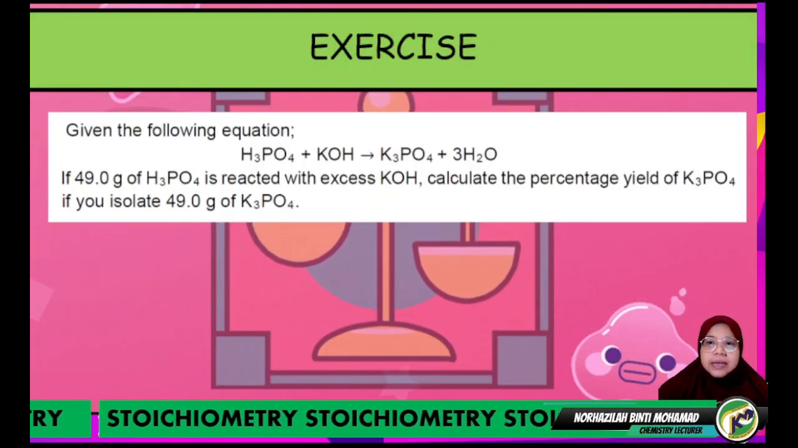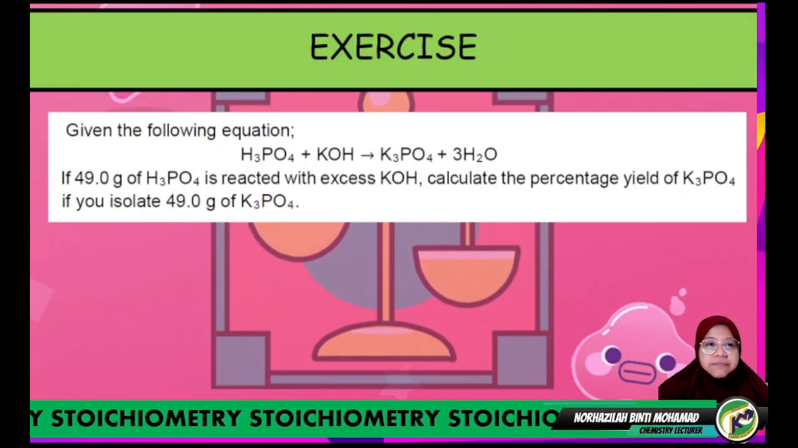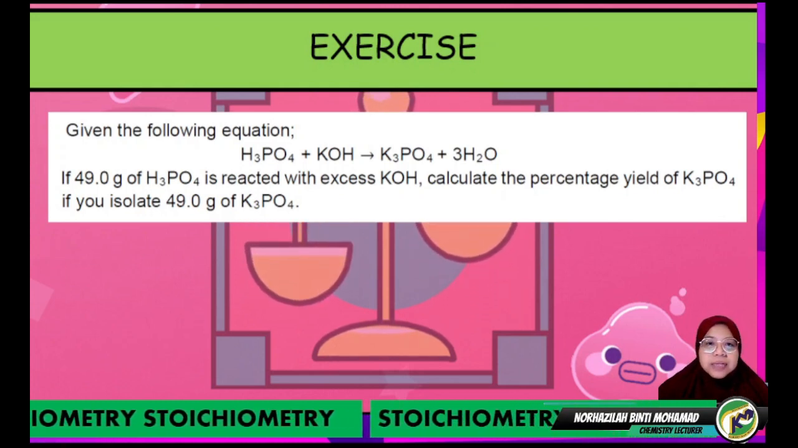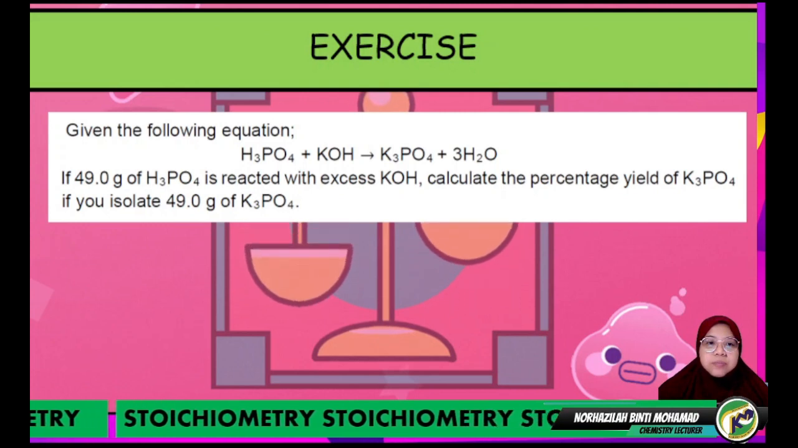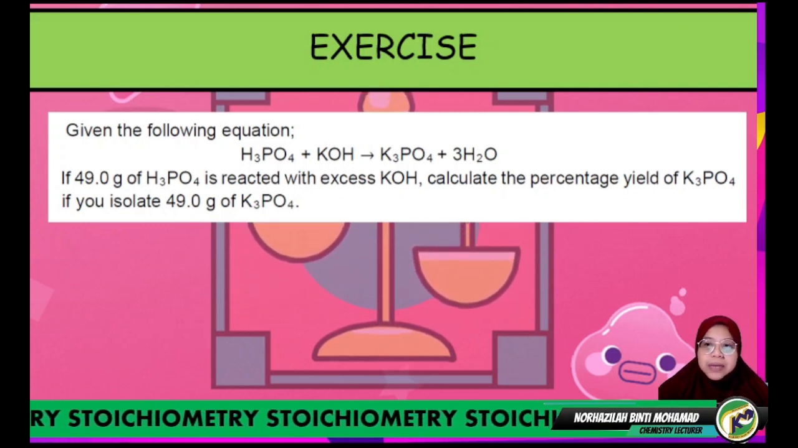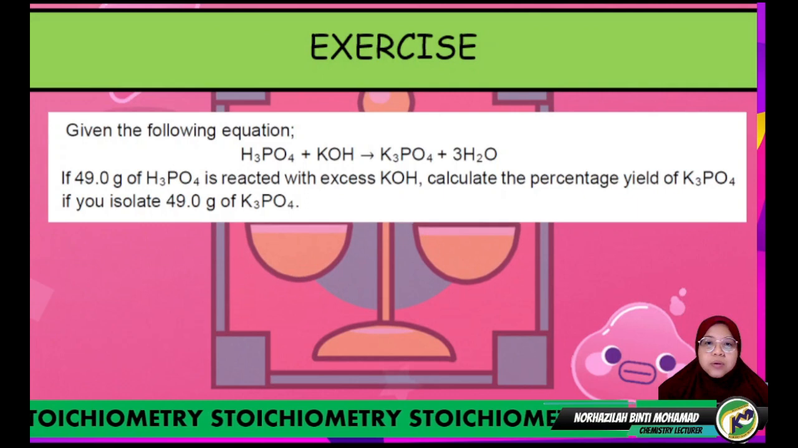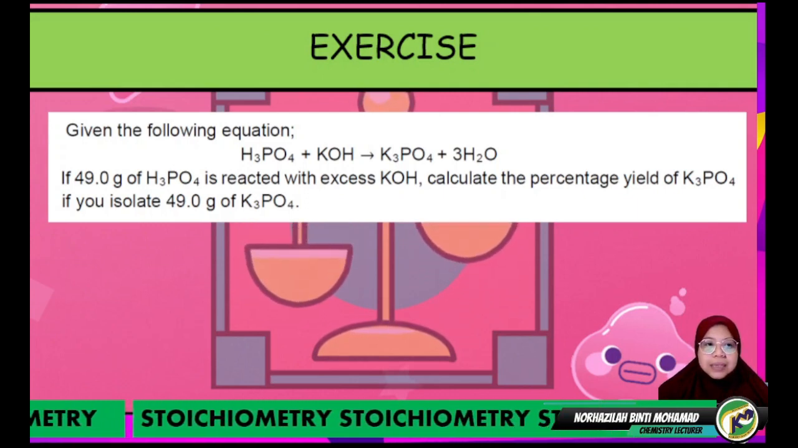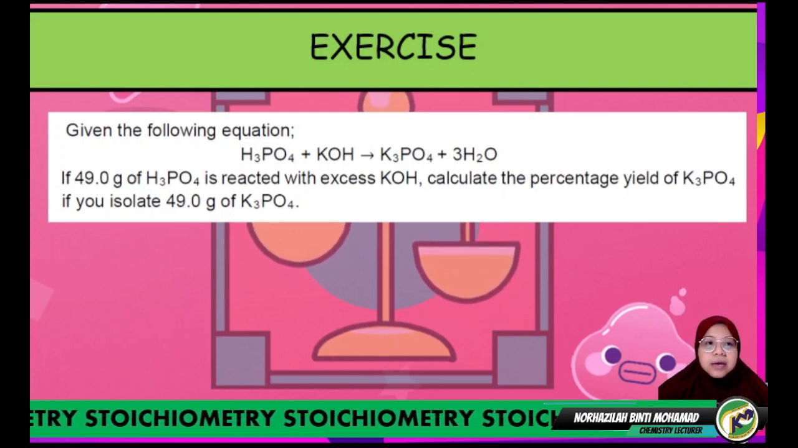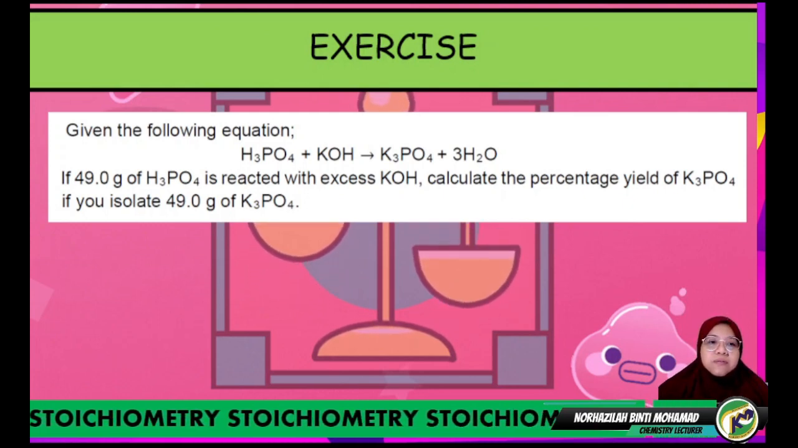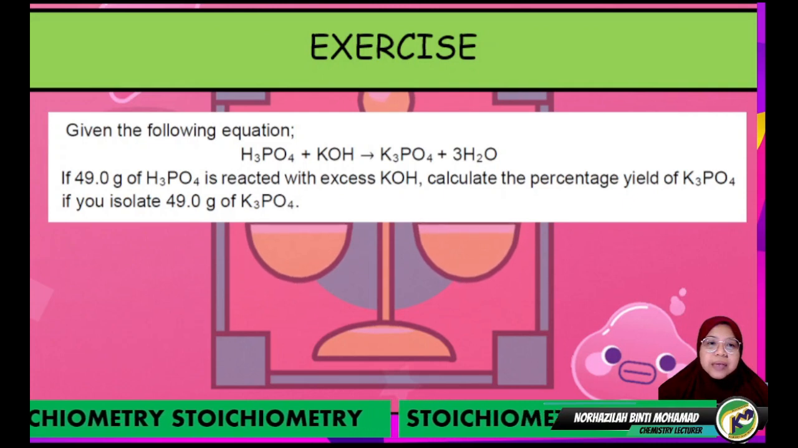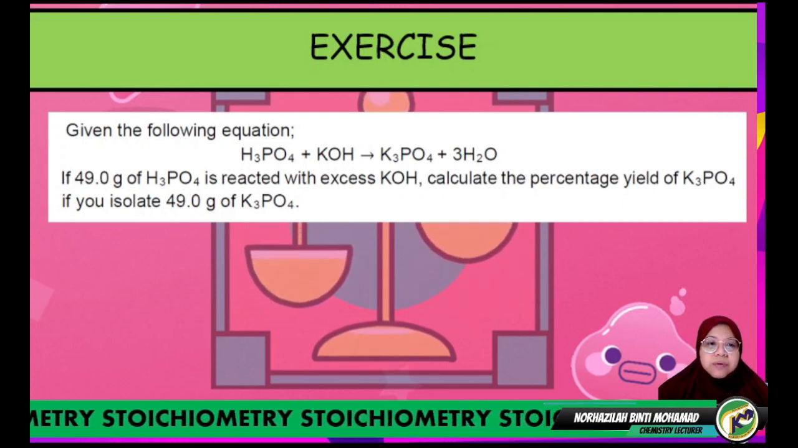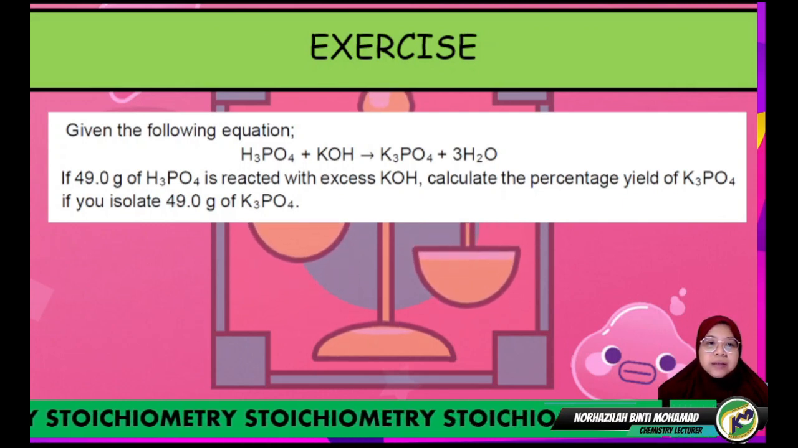So this is the exercise that I want all of you to try, given the following equation. So H3PO4, I have phosphoric acid reacting with potassium hydroxide to produce potassium phosphate and water. So first you need to make sure that this equation is correctly balanced before you begin your calculation. So if 49 gram of phosphoric acid reacts with excess KOH, calculate the percentage yield of K3PO4 if you isolate 49 gram of K3PO4.